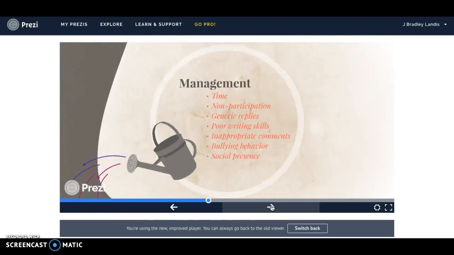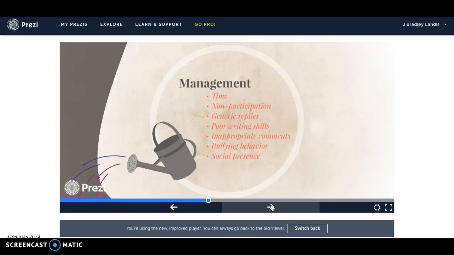Management is a big one. How am I going to manage all this stuff? Well, I think time is a big concern. We teach the max amount of time allowed by contract, so that gives us a lack of time to grade all of these assessments, look at them, collaborate with these students, and meet face to face.